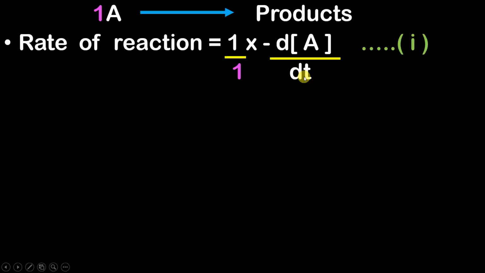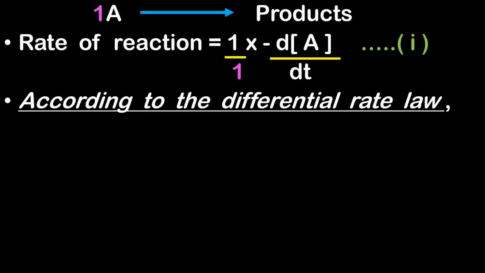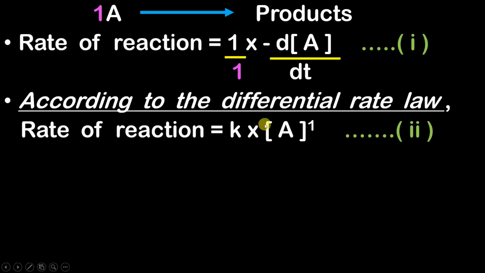And according to the rate law, we get another formula for rate of the reaction, that is nothing but K into molar concentration of A raised to the power 1. Now as you can see over here, K is nothing but the rate constant and we have raised the molar concentration of A to the power 1 because we are considering first order reactions over here.